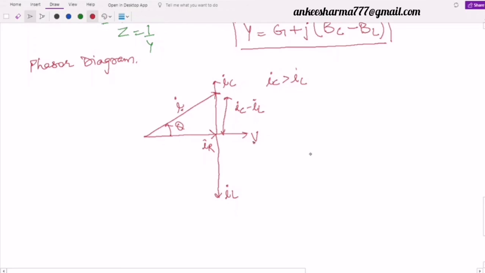But if IL was greater than IC in the other case, definitely this would have been in the lower direction, then the theta will be in the clockwise direction, and then my resultant was the lagging case where my total current I would have lagged the voltage V. So that depends upon these values. So this is my phasor diagram for the RLC parallel circuit in the case of the currents, or I can also call it the current triangle. Okay, I will draw the current triangle separately. Any doubts related to this phasor diagram of the RLC parallel circuit?